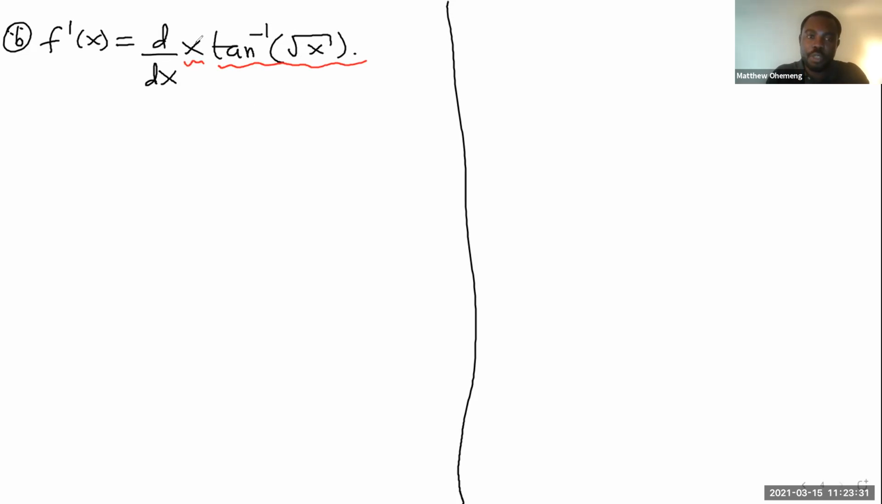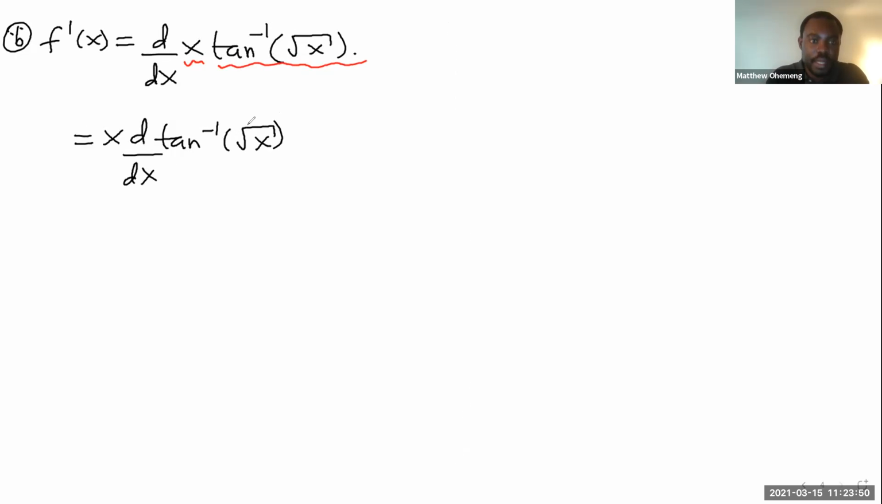So first and foremost, this is a product of two functions, right? It's a product of x and tan inverse. So you have to first employ the product rule. The product rule says, leave one alone, multiply by the derivative of the second function, plus, I think this one, I'll need all the space I can get. It's going to be long. And then plus, leave the second function alone, multiply by the derivative of the first. So that's d over dx of x, right?